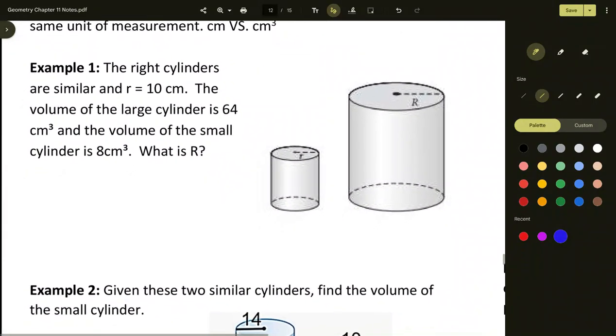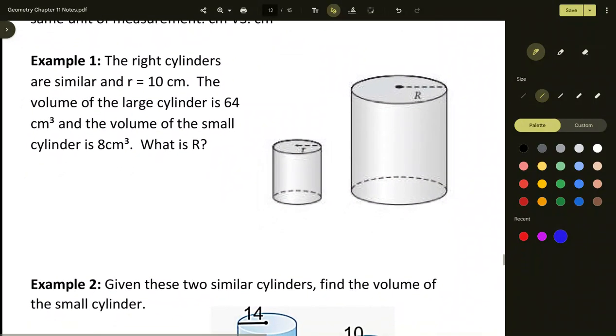Example 1. The right cylinders next to here are similar, and it says the little radius is 10 centimeters. The volume of the large cylinder is 64 centimeters cubed, and the volume of the small cylinder is 8 centimeters cubed. We are missing big R, which would just be in centimeters.